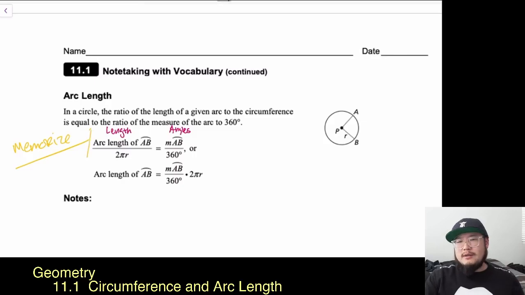But if you need to figure out the radius, or you need to figure out something else in this equation, then you better know the top one, okay? Because you might need to figure out the measure of arc AB. You might need to find the radius, or you might need to find the arc length, okay? So on the left side, we talk about length. How long is the circle or the circumference of it? And then on the right side, we use angles.